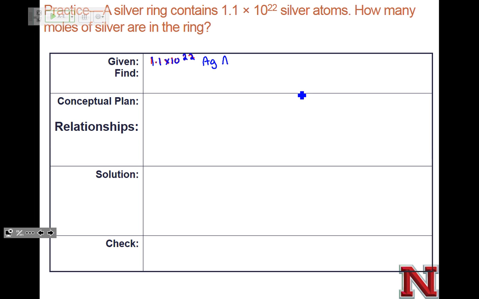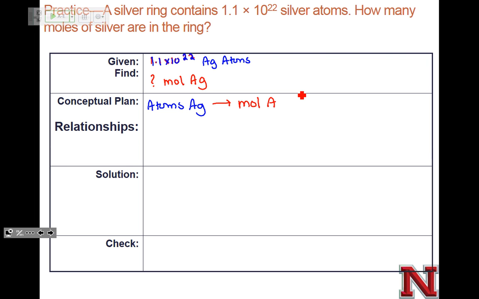Silver atoms, or things. Here, atoms are things. And we want to know our moles of silver. So again, here our conceptual plan is going to go from atoms of silver to our moles of silver.